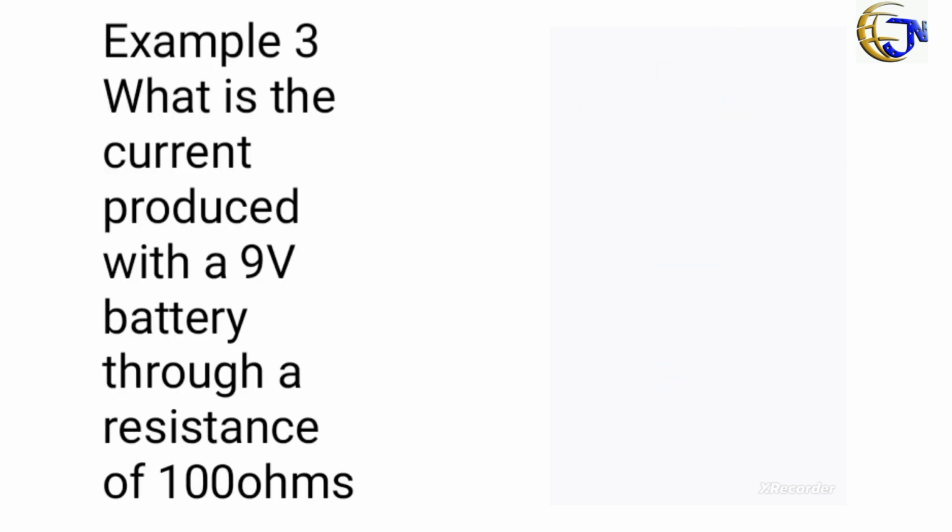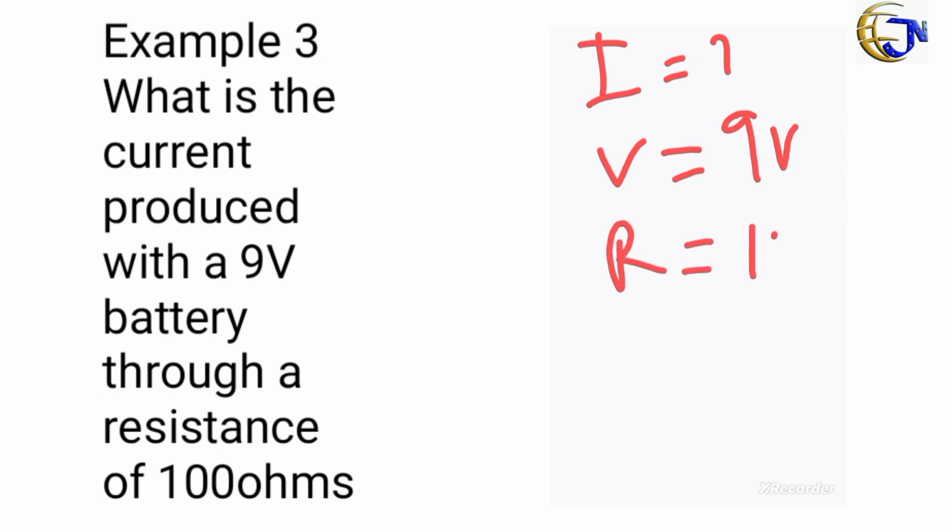For question number 3, what is the current produced with a 9-volt battery through a resistance of 100 ohms? So let's write out all the parameters we are given and then look for the unknown. We are looking for the current, so we can use a question mark for the current produced with a 9-volt battery. The voltage is 9 volts through a resistance R of 100 ohms. So we are looking for the current.